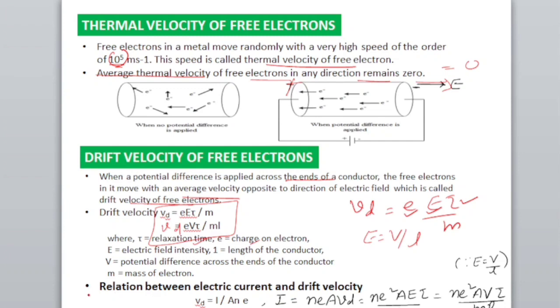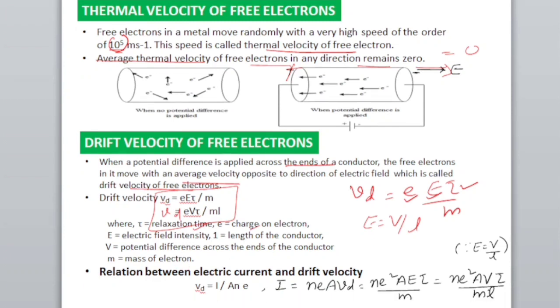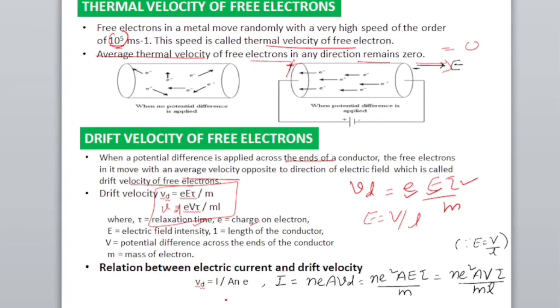Next, what is the relation between electric current and drift velocity? It's very important. The relation between electric current and drift velocity arises because due to drift velocity, electric current is produced inside a conductor. So this current I is given by I equal to nAeVd. n is number density of electrons, e is charge of electron, A is area of cross section, Vd is drift velocity.